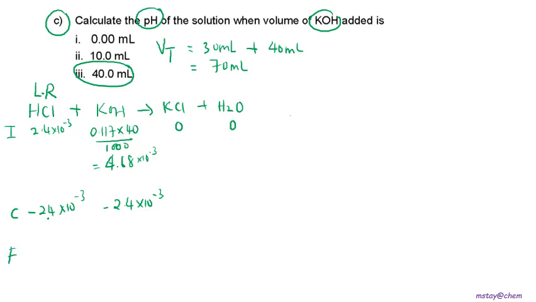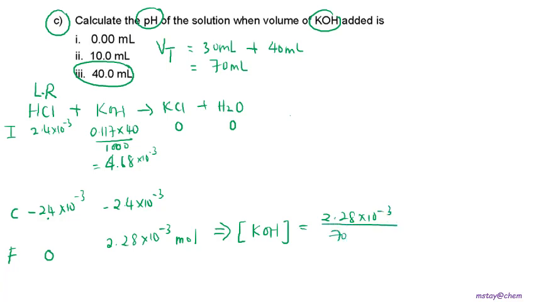And then finally, there is no HCl, and only the KOH is left: 2.28 × 10^-3 mole. So then we can convert this to molarity for the KOH, which will equal 2.28 × 10^-3 divided by the total volume, 70 ml. Press the calculator, and you will get 0.0326 molar.